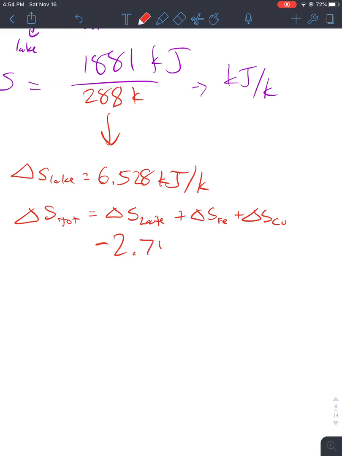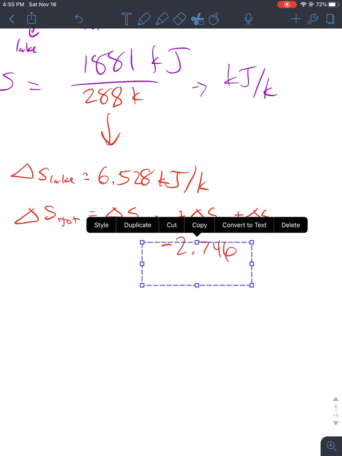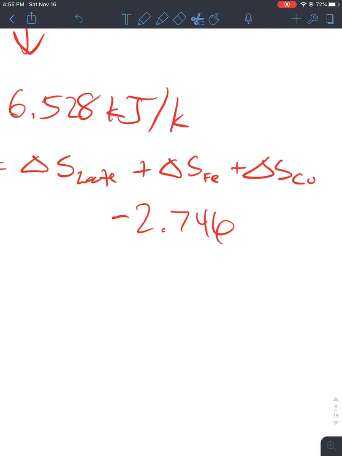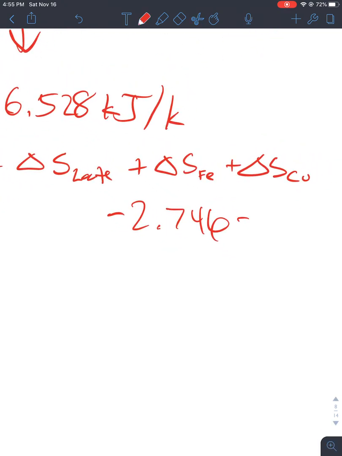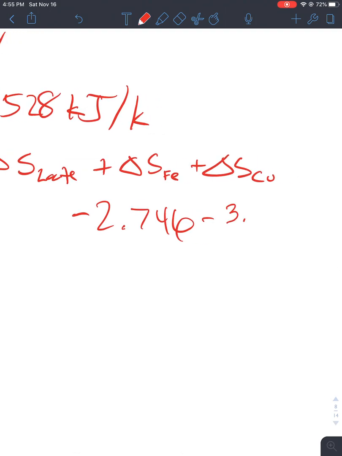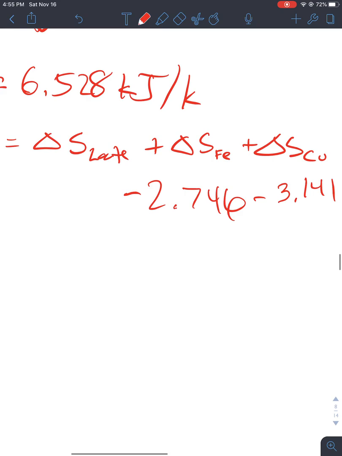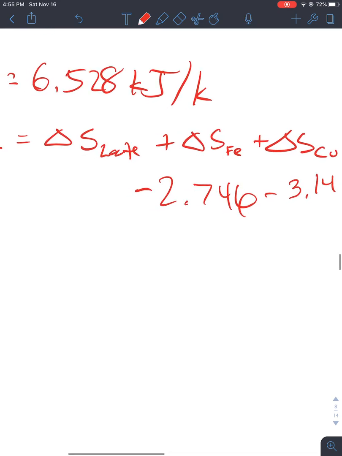negative 2.746. Whoops, I got that backwards. Okay. This is iron. This is negative entropy, which means, strange, it's negative. That's weird. A little confused about the sign. Okay, copper is negative 3.141, and the change in entropy of the lake is 6.528.